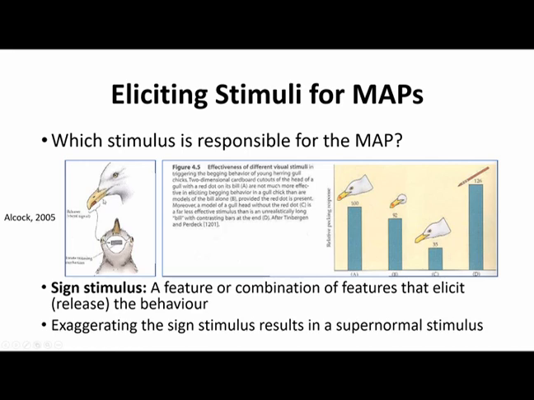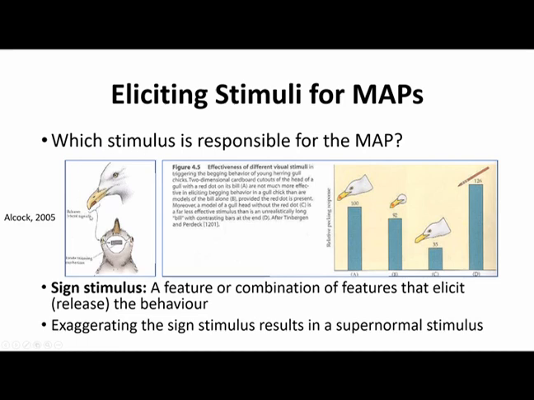Now, for this situation, the first question that researchers would ask would be, which part of this situation is our sign stimulus? Sometimes this is called a releasing stimulus, but it's asking which feature is essential to this MAP happening. And in this situation here in the wild, we're not quite sure what it is, right? Because it could be the red spot. It could be the beak itself. It could be the shape of the whole head.